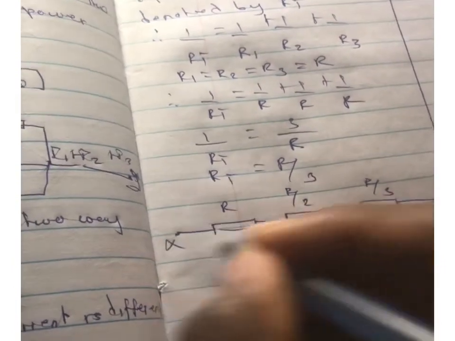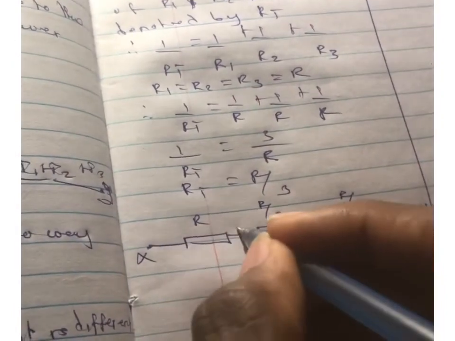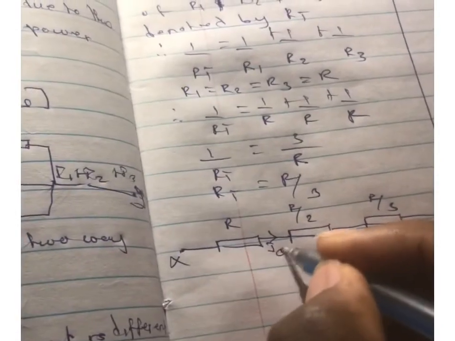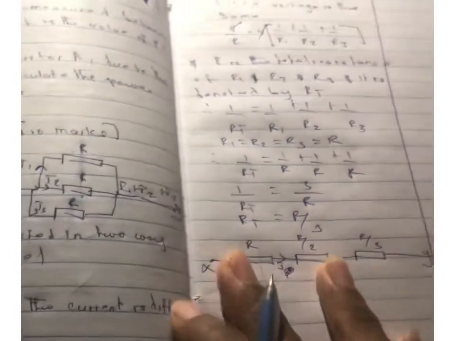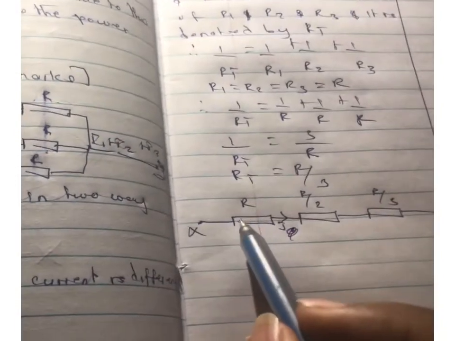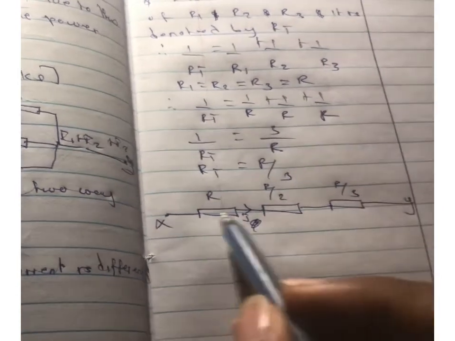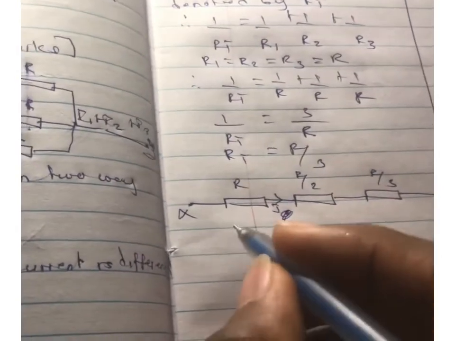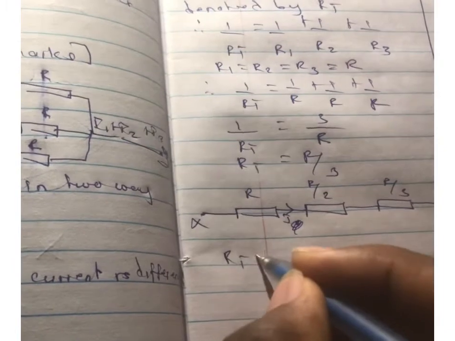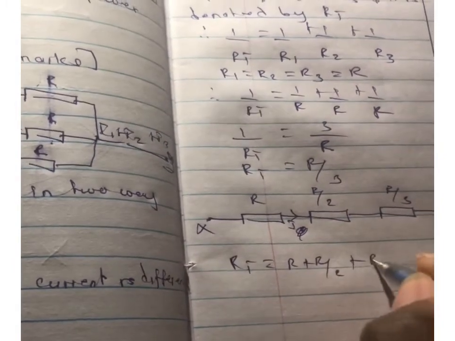And here is X, here is Y, and there is a current of just I flowing into it. So now if that is the case, we now know that all of these resistors are in series with each other. So we can take the total RT to be R plus R over 2 plus R over 3.